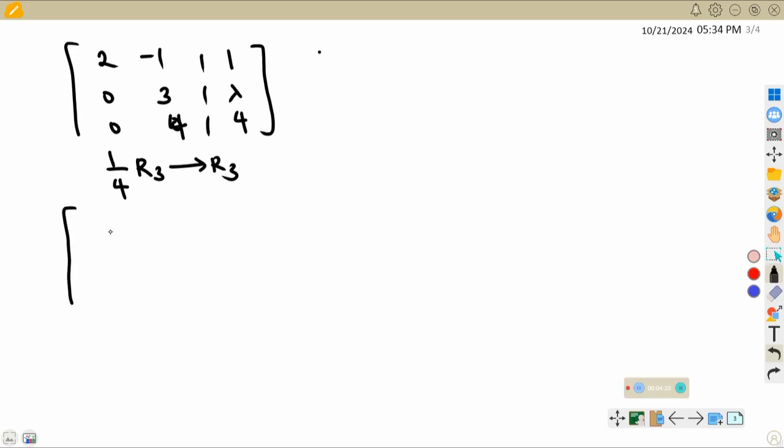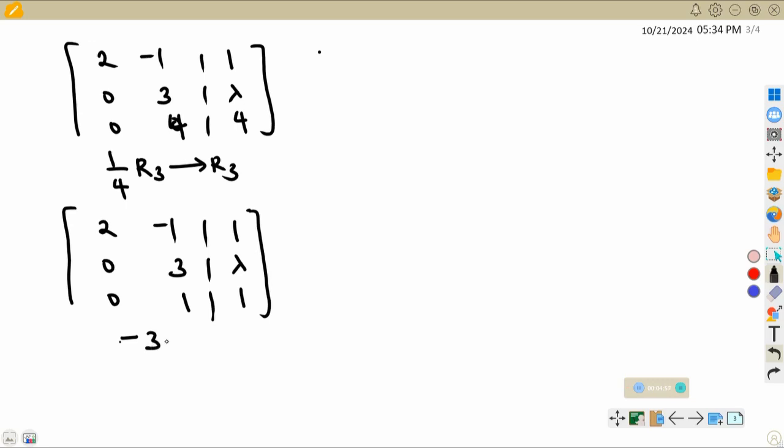When we take that operation, we shall have 2, negative 1. This is 1. This is 0. This is 3. This is lambda. This is 0. This is 1. This is 1. So from there, we can now try to also eliminate this value here using this. So let us apply negative 3 in row 3 plus row 2 to give us row 2. So we want the effect in row 2, so to give us row 2.